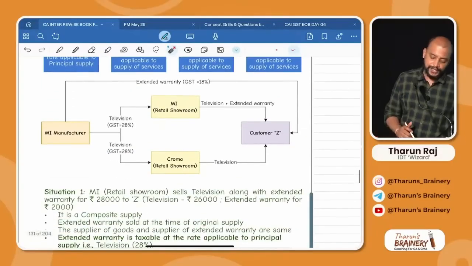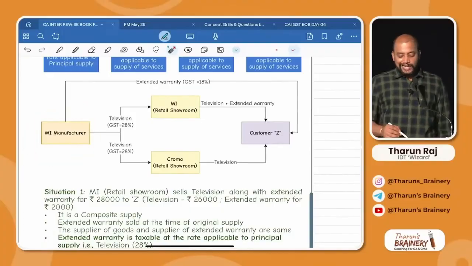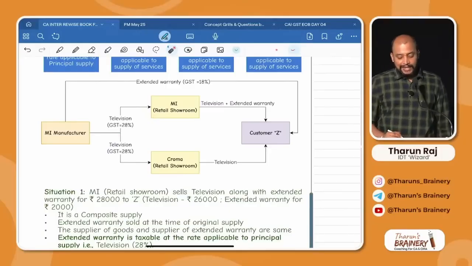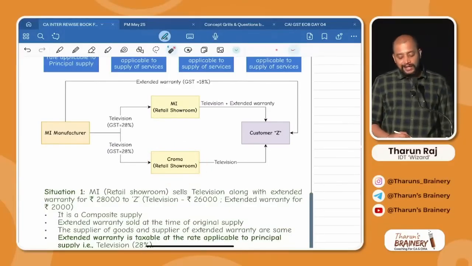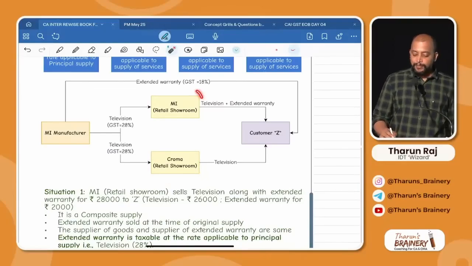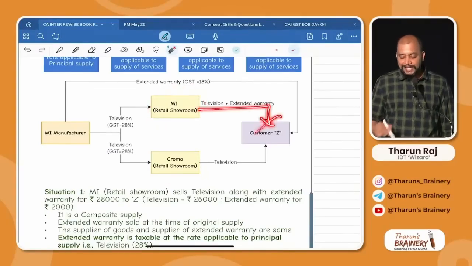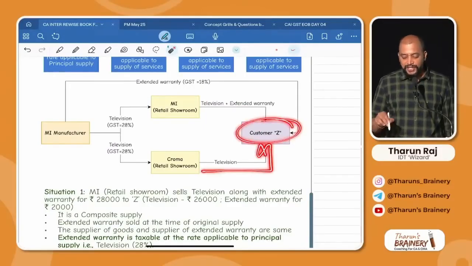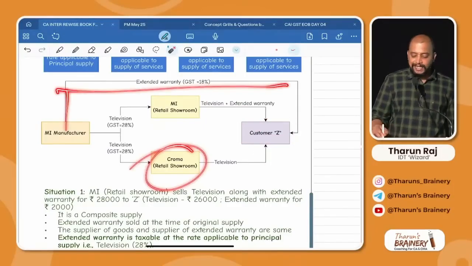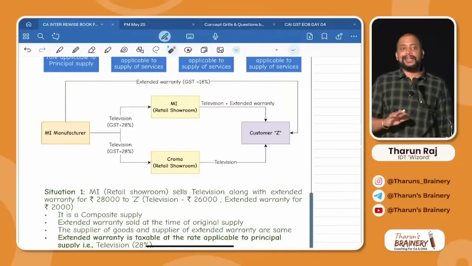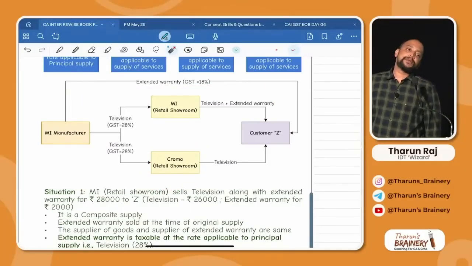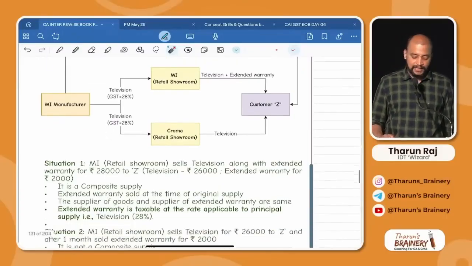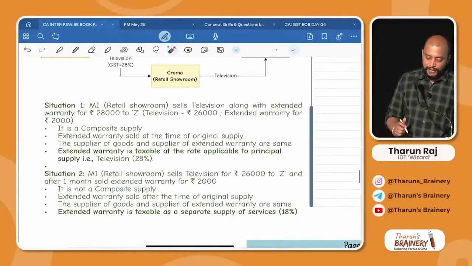Now look into this illustration. MI manufacturer is selling the television to MI showroom, GST rate 28%, and they will sell the television to Chroma, a retail showroom also. MI showroom may sell television plus extended warranty to customer Z, or the customer may buy the television from Chroma and buy the extended warranty from the manufacturer. Anything can happen. Now in this case, what is the rate applicable to TV? 28%. What is the rate applicable to warranty? 18%. Situation 1. Carefully read situation 1.